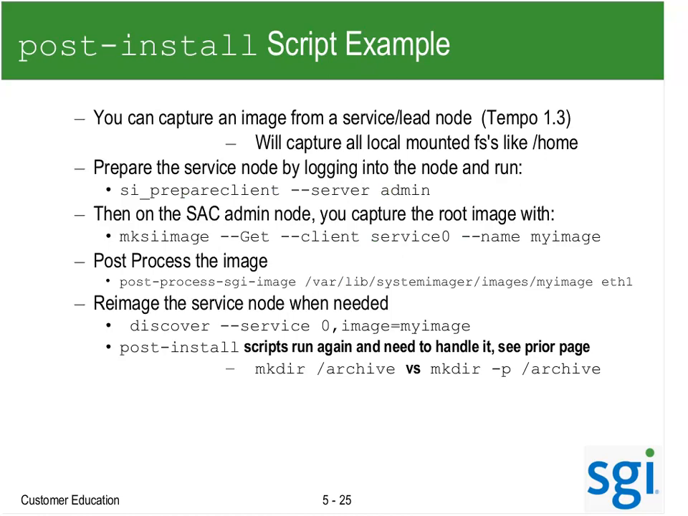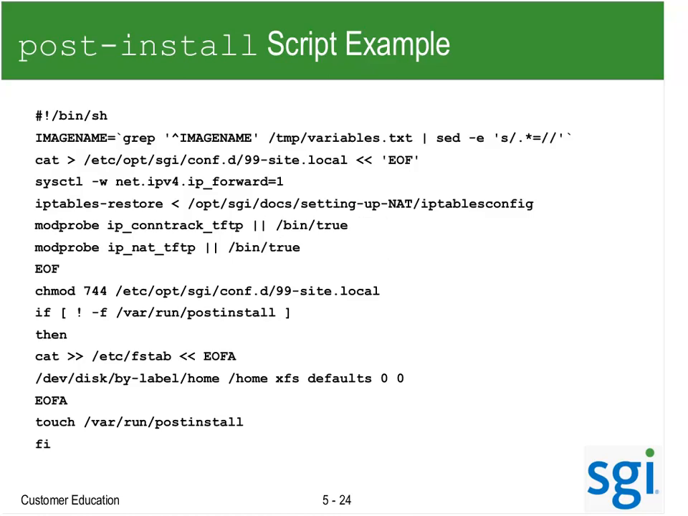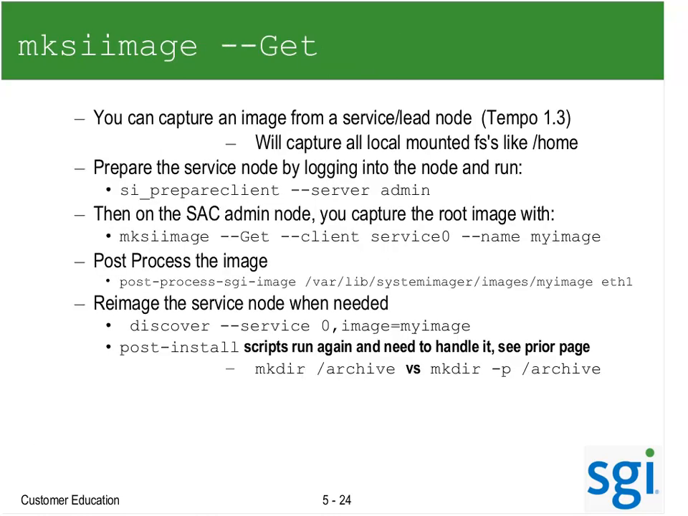So that's what the next slide. The var run post install is a flag I created. So with make si image --get, you can capture an image from the leader service nodes, started in Tempo 1.3. I have to be careful. Last time I was looking, it did capture everything that was mounted, like home. And I just want to capture the golden root.